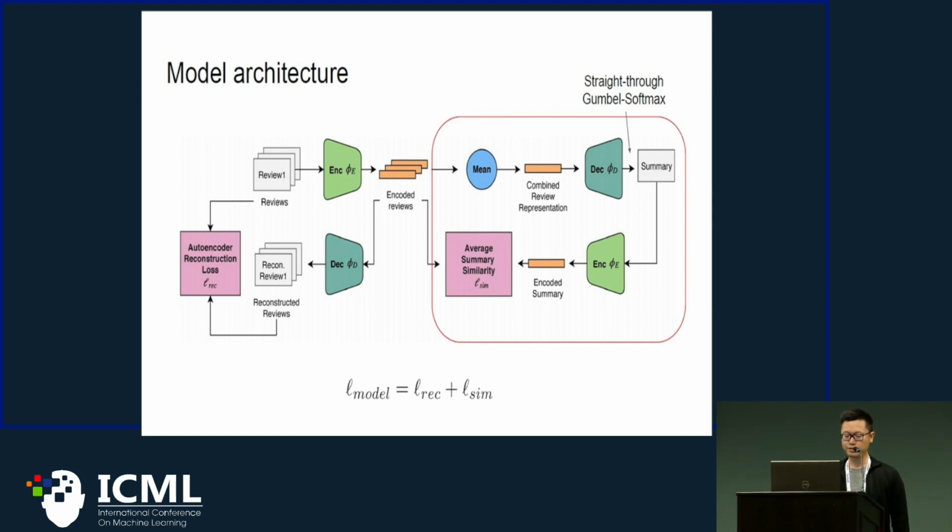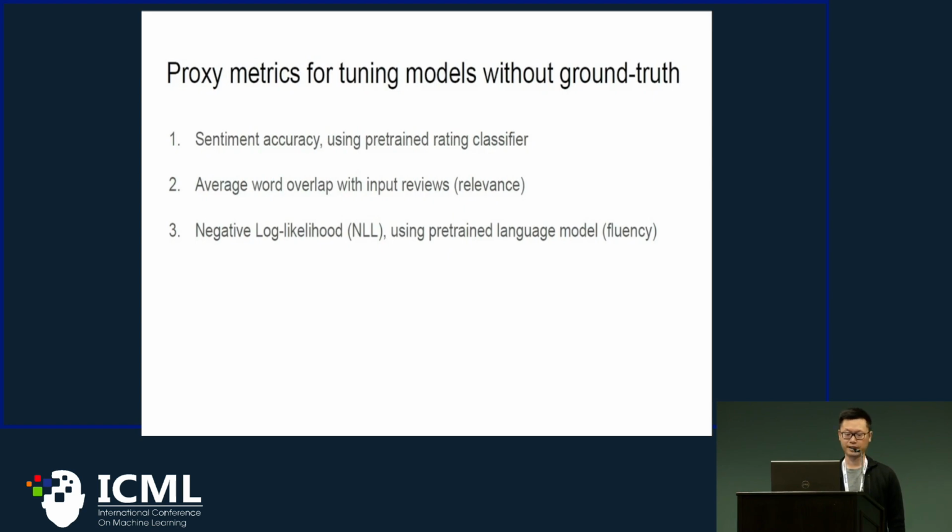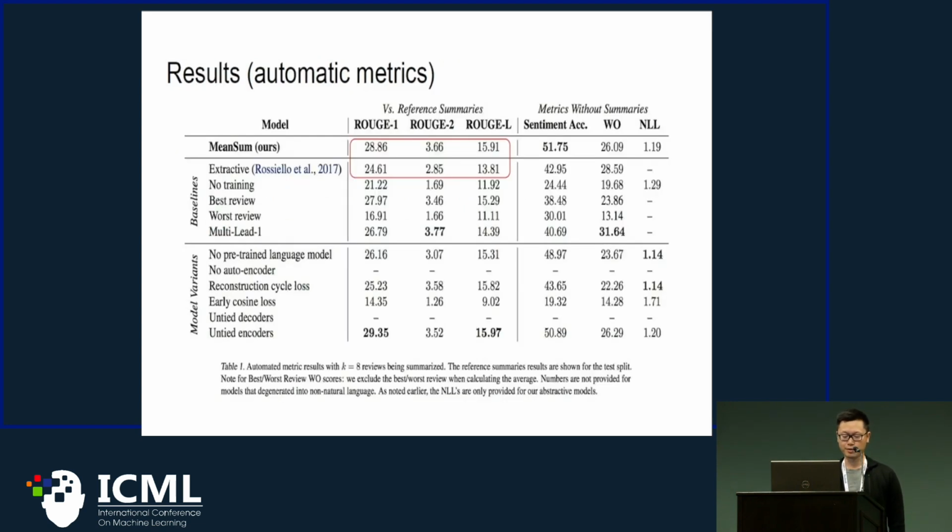To tune and select models, we only use proxy metrics that don't rely on ground truth, which you can read about in the paper. For evaluation, we computed Rouge scores using a small ground truth test set, which we collected using Mechanical Turk. Even though Rouge is known to be biased towards extractive methods, we outperform a variety of extractive methods, including one near state-of-the-art.